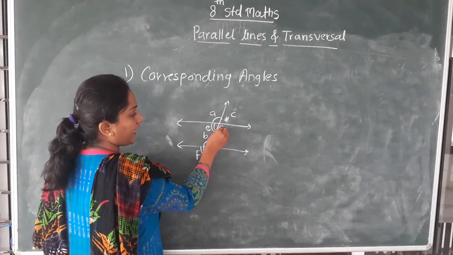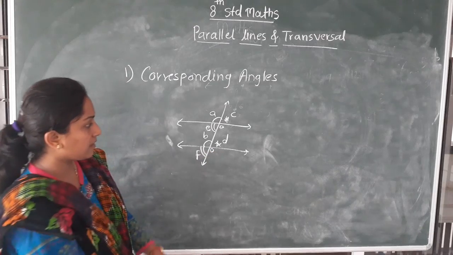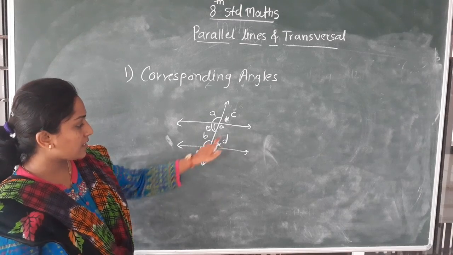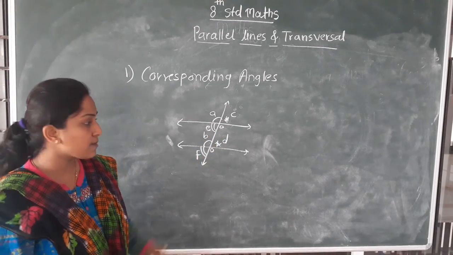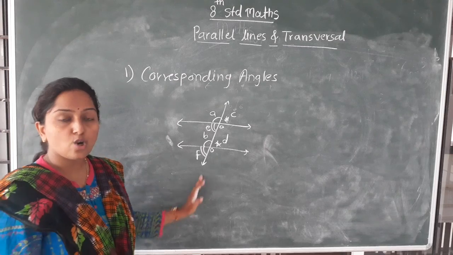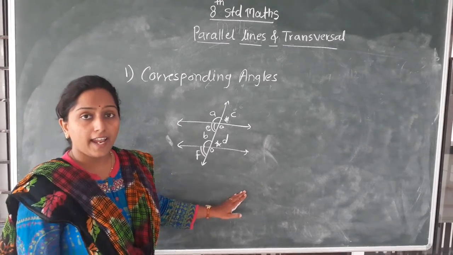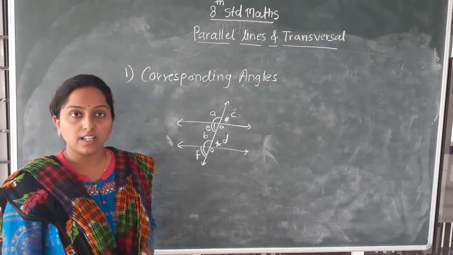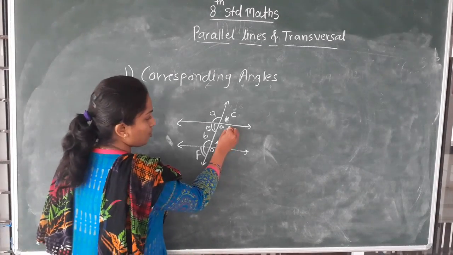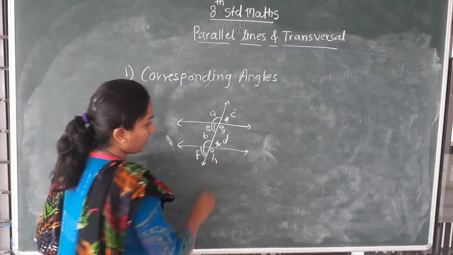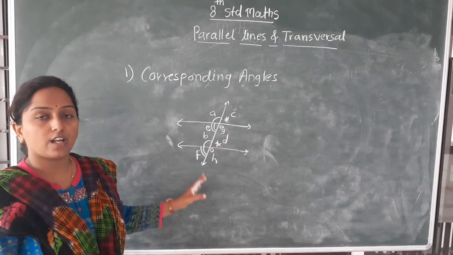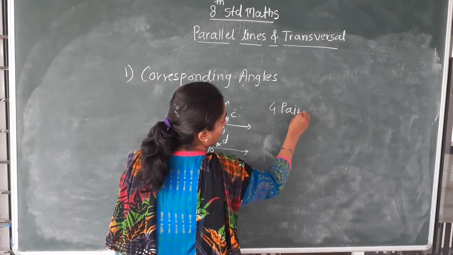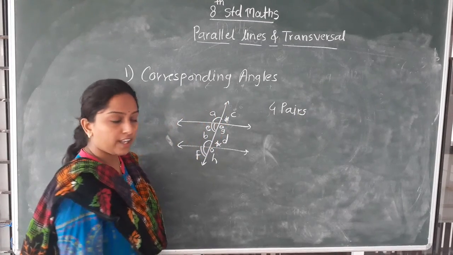And if I take these two angles, which I have marked with a small circle, this is another pair of corresponding angles, because these two angles are also on the same side of the transversal and their arms show the same direction. That's why, suppose G and H is another pair of corresponding angles. So there are totally 4 pairs of corresponding angles.